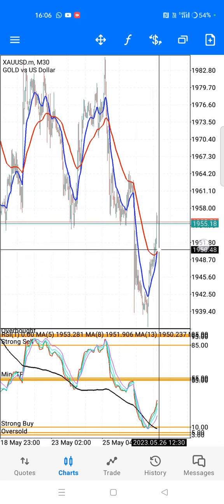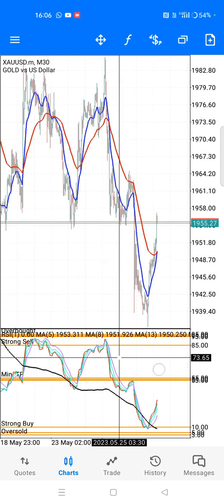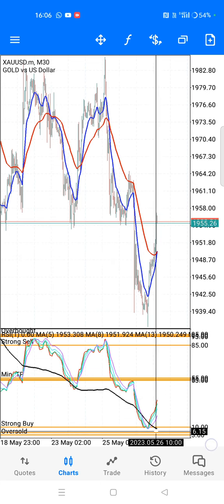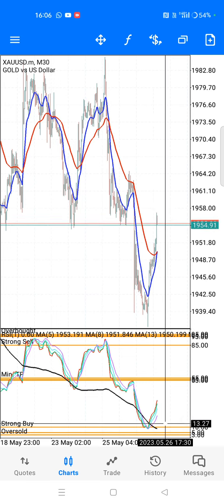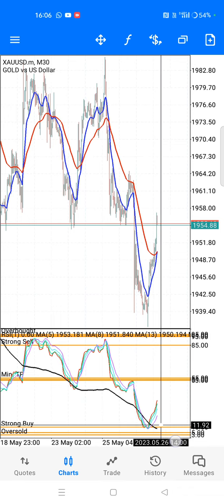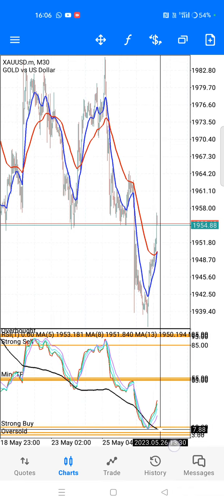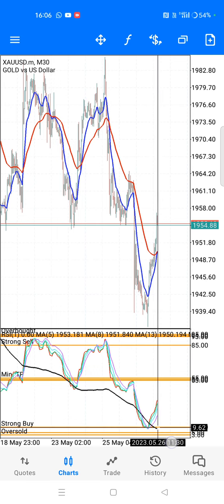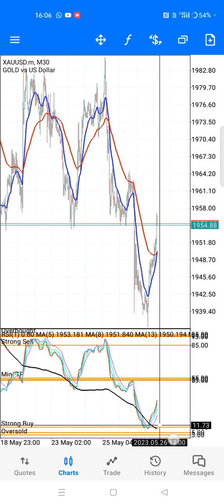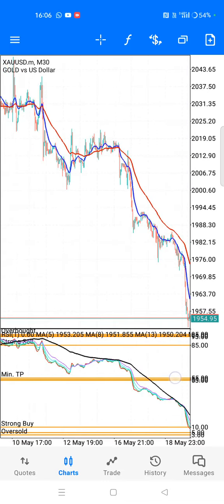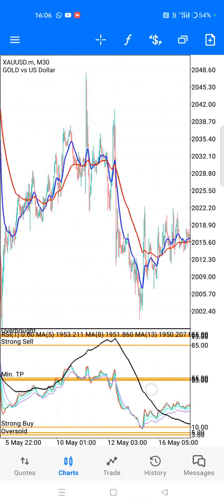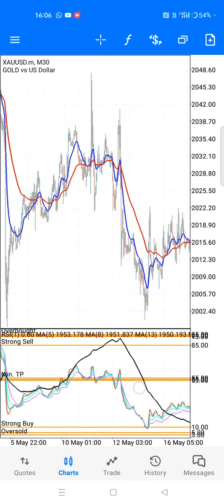Let me repeat again. Blue crosses red. The 200 EMA reaches the strong buy, if possible. It never reaches oversold, but it will cross the strong buy a bit, and then it will go up to continue. Let me show you a backtest.